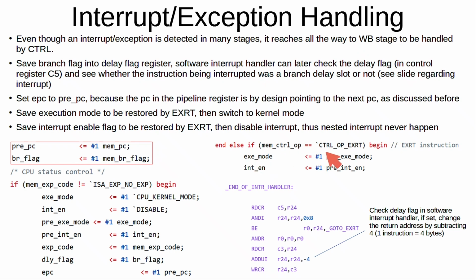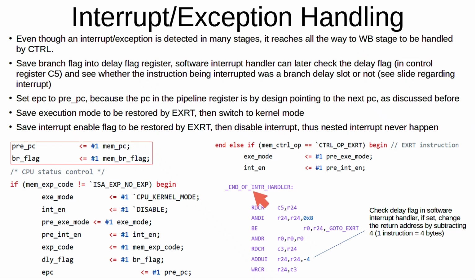So this is the RTL code for the EXRT. When we return from the exception, the execution mode and also the interrupt enable will be restored.